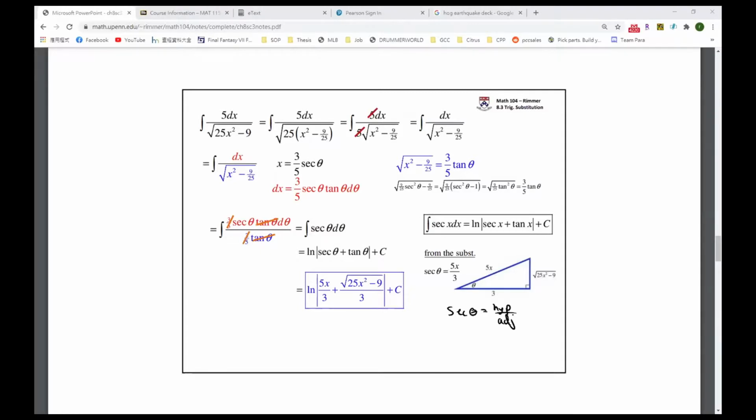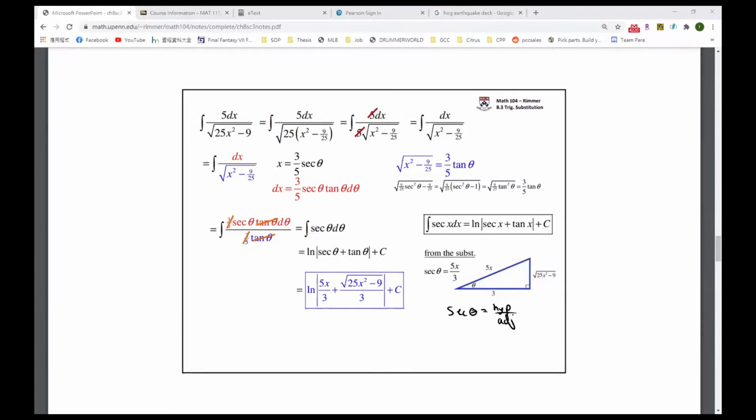All right, so hypotenuse is x, adjacent is a, so the other leg will be x squared minus a squared. And then let me fill in the a, so a will be 3 over 5, and then that will be x squared minus 9 over 25. All right, so let's see what we have. dx is equal to 3 over 5 secant tangent d theta, right?